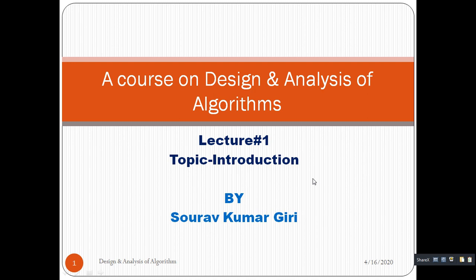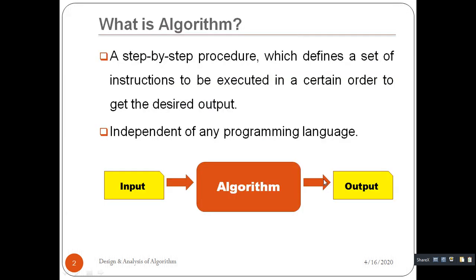So let's start with the formal definition of algorithm. An algorithm is a step-by-step procedure which defines a set of instructions to be executed in some order to get some output. Simply saying, an algorithm is a step-by-step procedure to solve any kind of problem. We can say an algorithm is like a mathematical function, or a logical machine which takes some input and gives us some output. For a given problem, we can have many possible solutions, or many algorithms, or many methods to solve that problem.